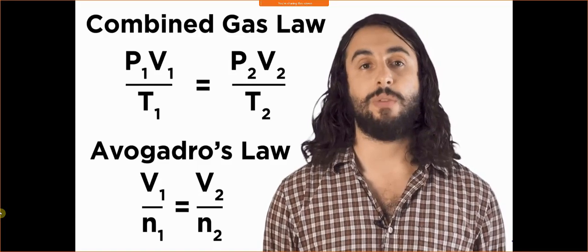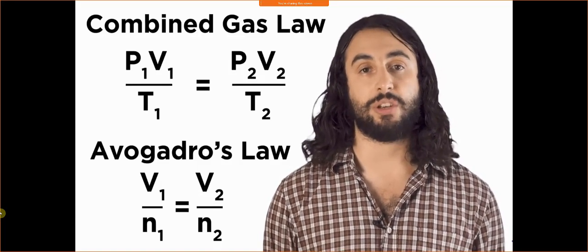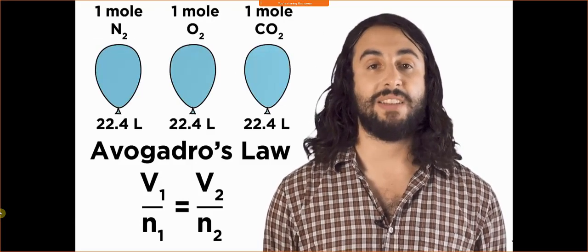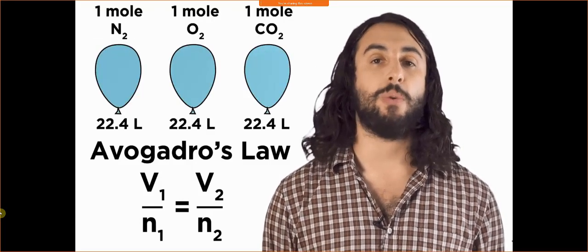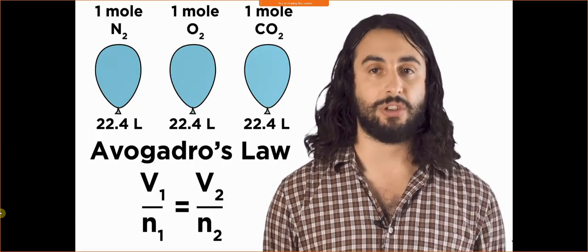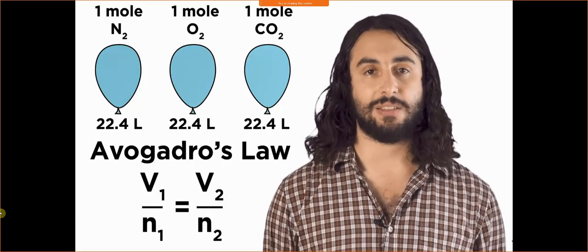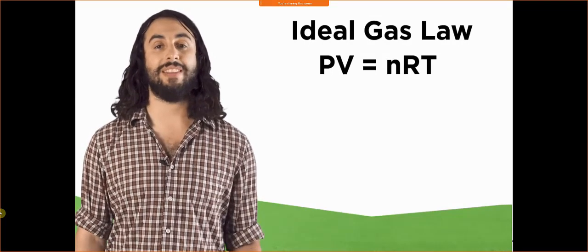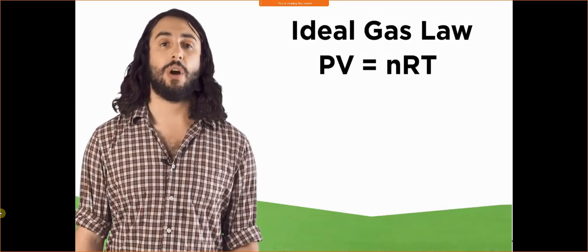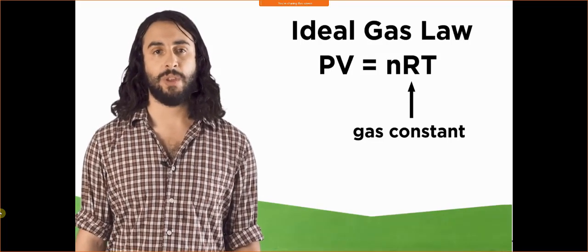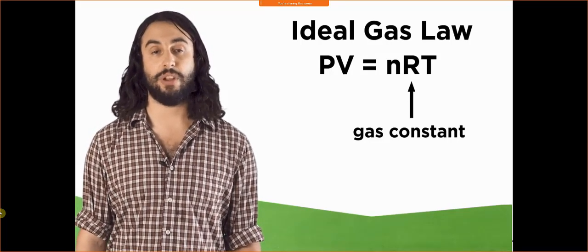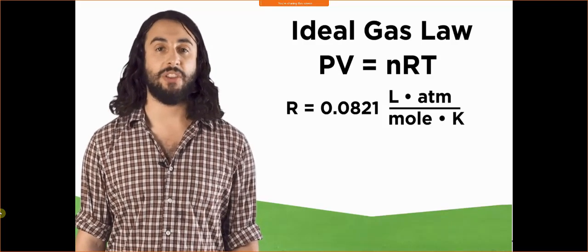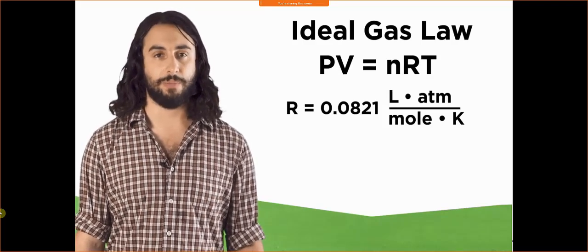Avogadro's law says that equal volumes of gases at the same temperature and pressure contain the same number of molecules. Specifically, that 1 mole of ideal gas occupies 22.4 liters at standard temperature and pressure, regardless of the identity of the gas. Lastly, all the variables correlate in one equation called the ideal gas law. This also contains the gas constant R, which makes these calculations intelligible in our man-made units. There are a number of values for R depending on the units, but we will predominantly use this one.